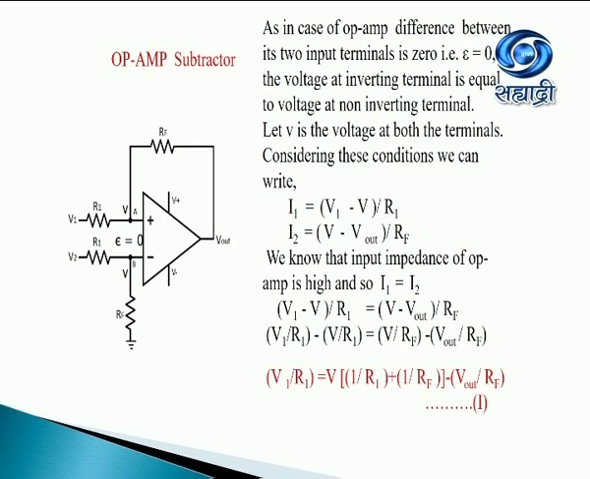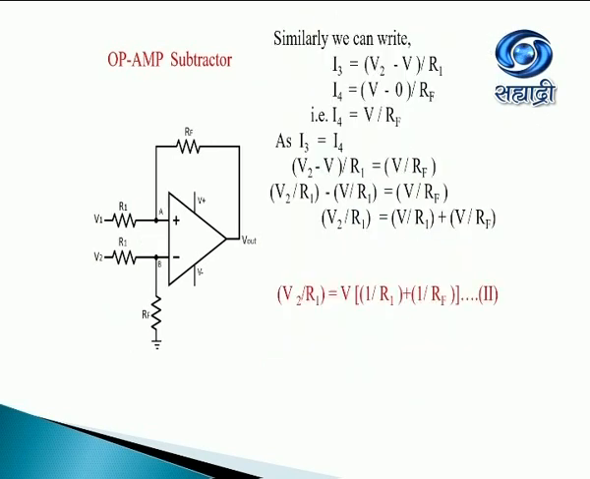We know that the input impedance of the op-amp is high, so I1 is equal to I2. Considering this, (V1 minus V) upon R1 is equal to (V minus Vout) upon RF. Rearranging, we get V1 upon R1 minus V upon R1 is equal to V upon RF minus Vout upon RF. That is, V1 upon R1 is equal to V into (1 upon R1 plus 1 upon RF) minus Vout upon RF.